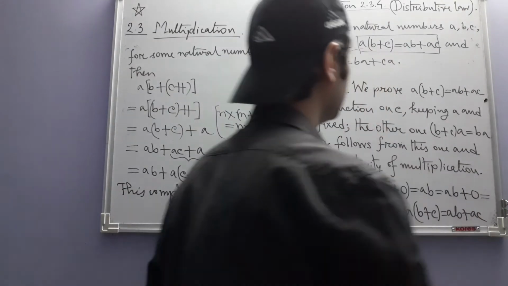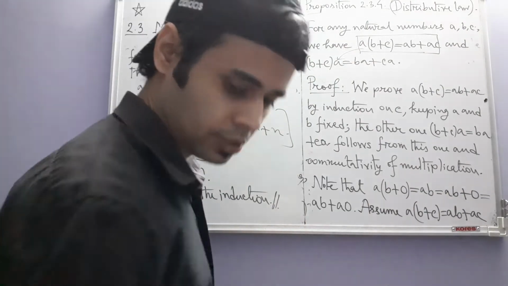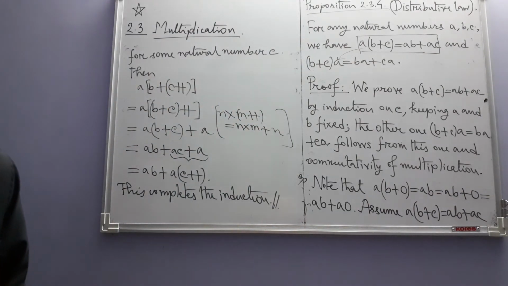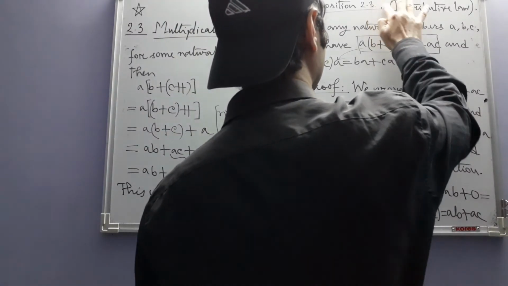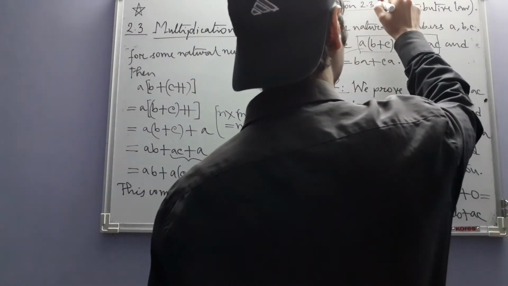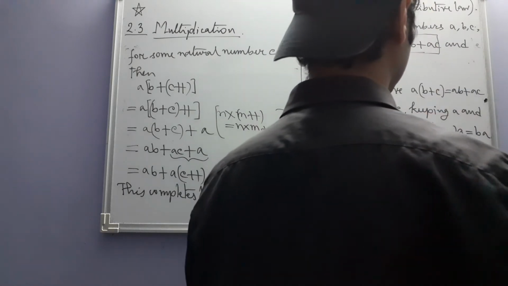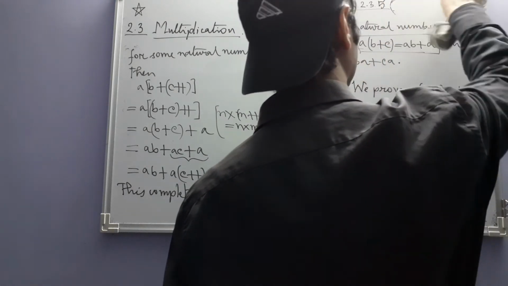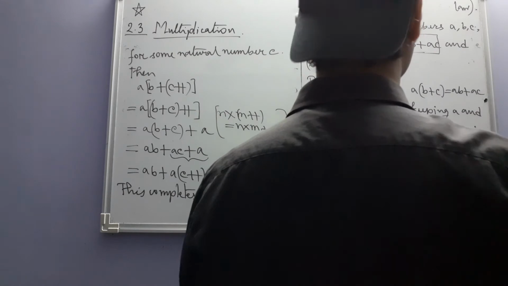After that we have the associative law, and that is, I think, again a proposition. So it is proposition 2.3.5. And now instead of the distributive law, we have the associative law.